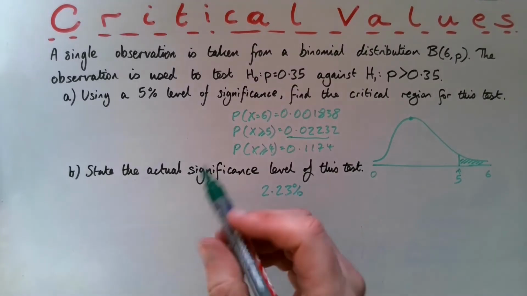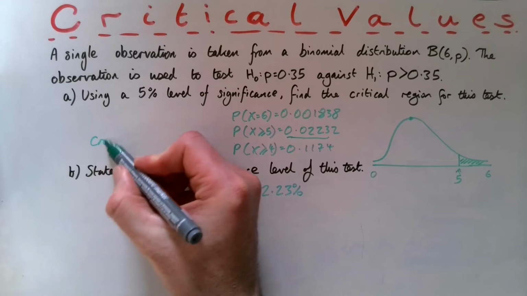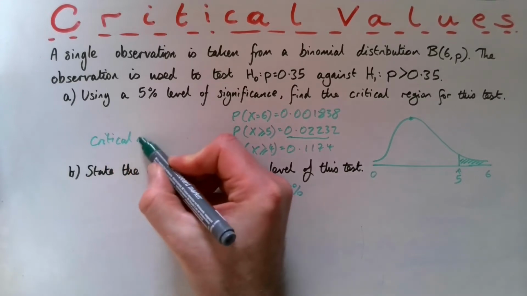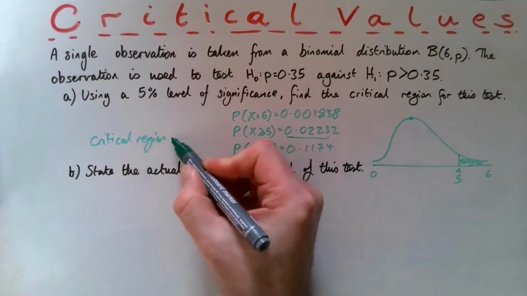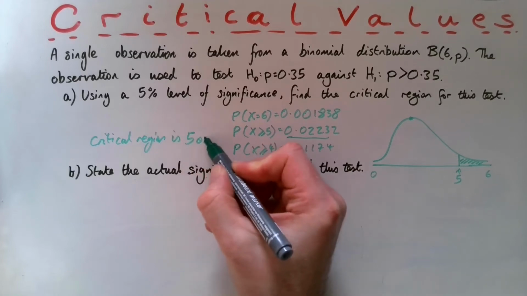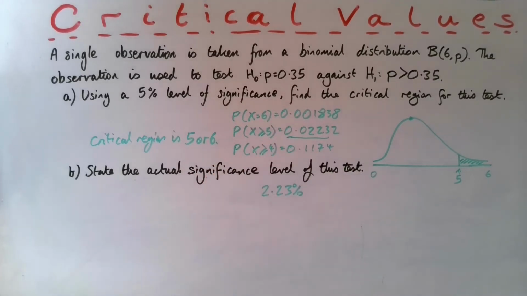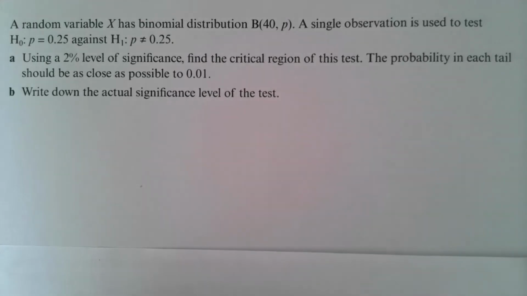Okay. Oh, I haven't actually said the critical region is 5 or 6. Or you could say more than 4. Either would be absolutely fine. Right, pause the video and give this one a go.